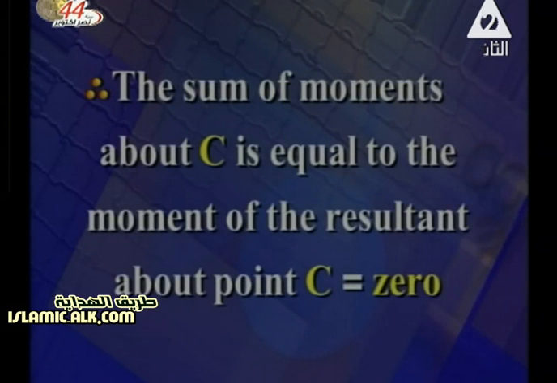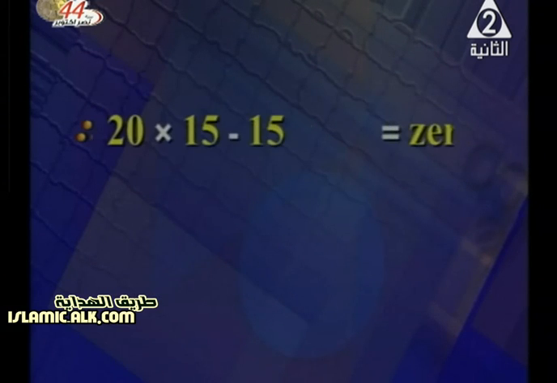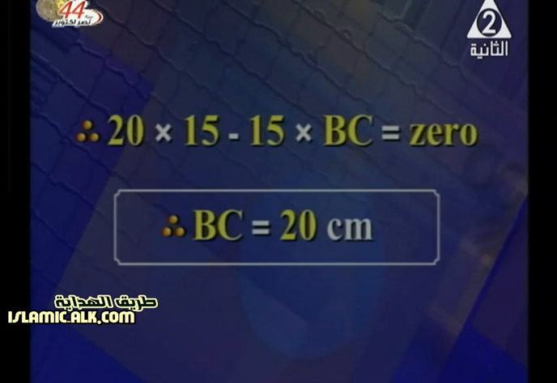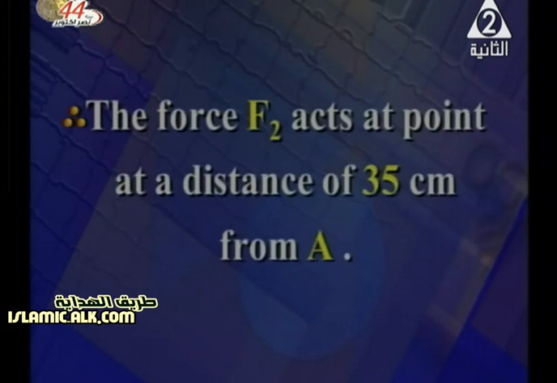The sum of moments about C is equal to the moment of the resultant about C, which equals 0. To find BC, we use 20 times 15 minus 15 times BC equals 0. Therefore, BC equals 20 centimeters. What do you mean? The force F2 acts at a distance of 35 from A.